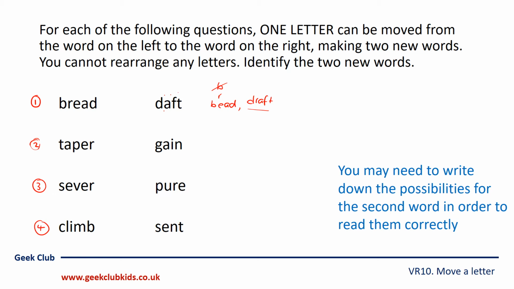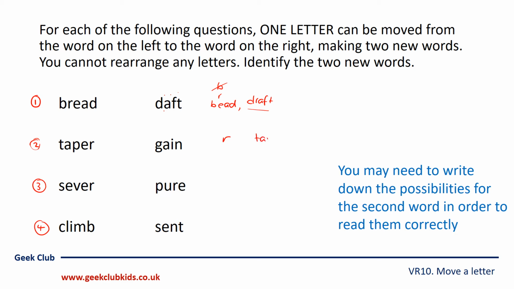Let's have a look at number 2. Which letters can we remove from taper to make a new word? Well, if we remove the T, we get aper. No, that's not a word. How about taper if we remove the A? Nope. Remove the P and we get taer. No, that's not a word. How about if we remove the E? Tapr. No, that's not right either. But we could remove the R to get tape.